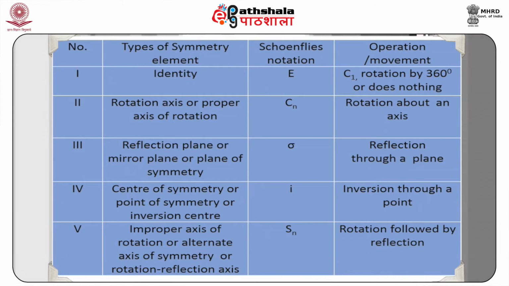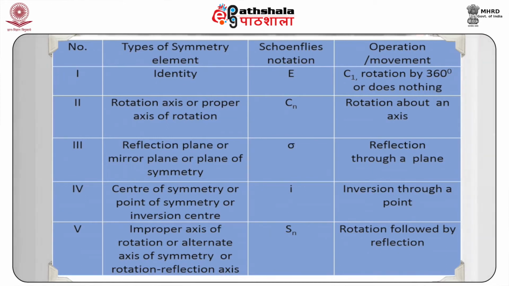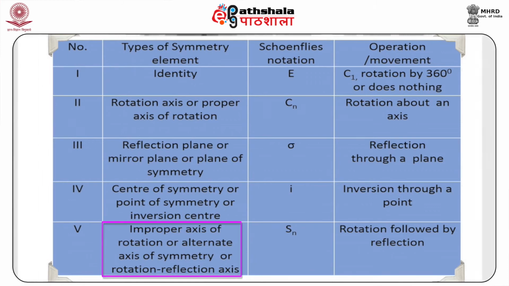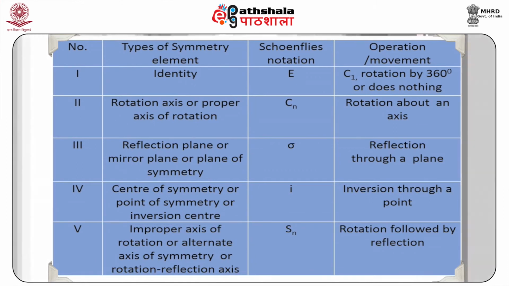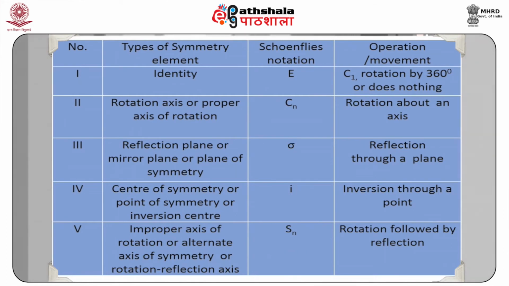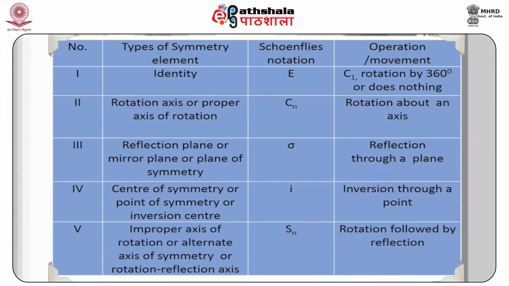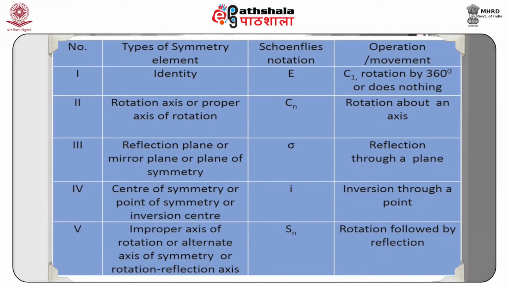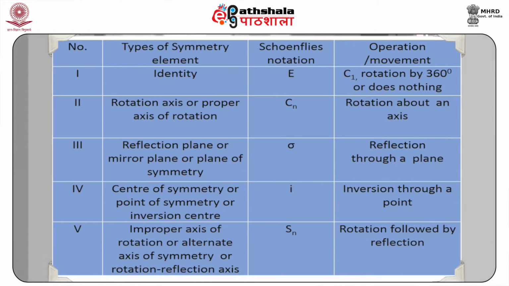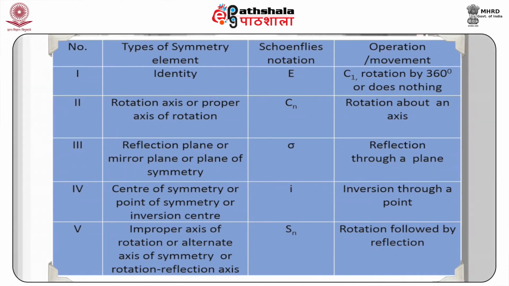Now the fifth symmetry element, improper axis of rotation or alternate axis of rotation. The symbol given is Sn. Now this symmetry element is a combination of two symmetry operations: rotation about a symmetry axis followed by reflection in a plane which is perpendicular to the rotation axis.